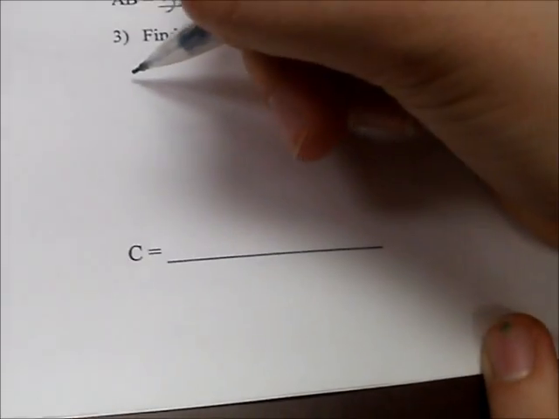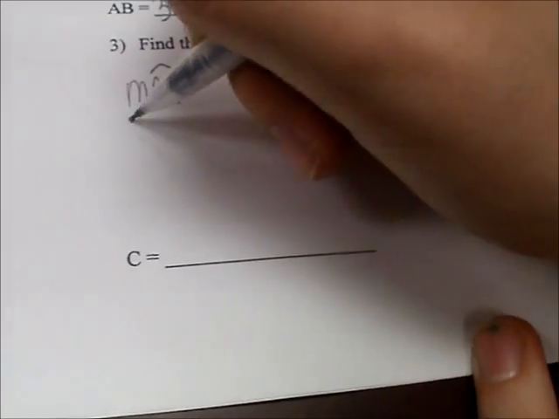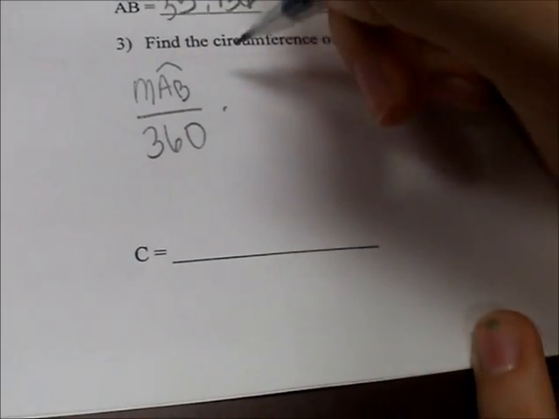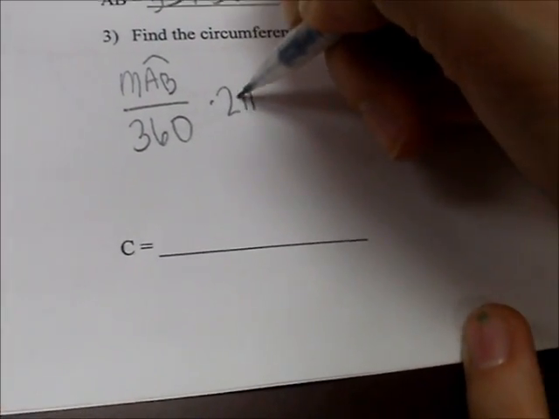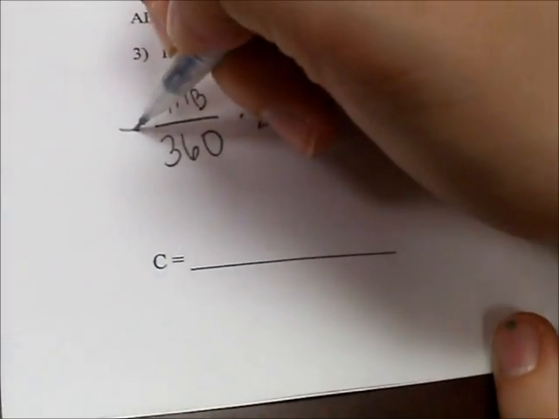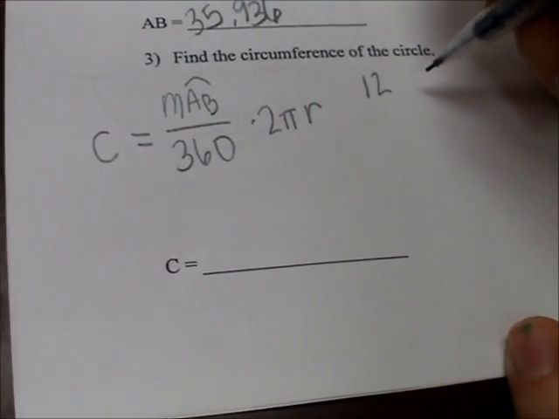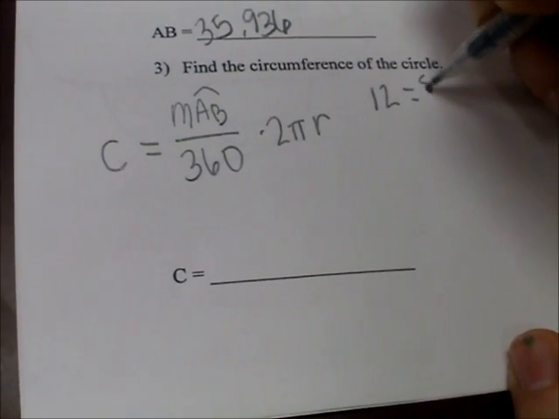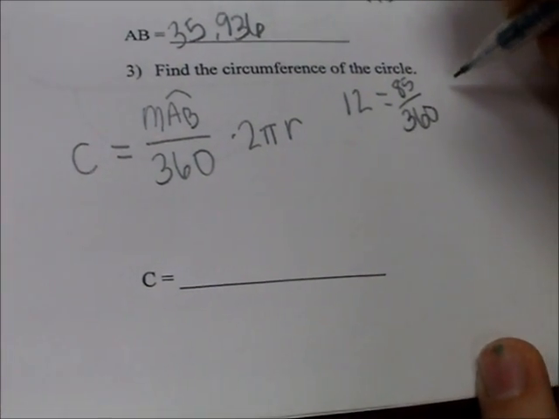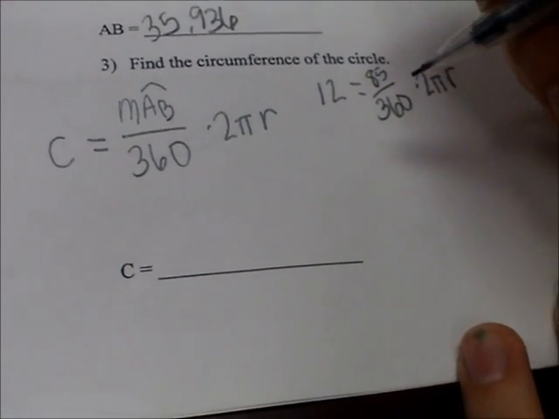Okay, going on to problem 3. For this one, you're trying to find the circumference, but you need to use the arc length formula again. To refresh your memory, the arc length formula is arc AB is equal to the measure of arc AB over 360 times 2 radius pi. It is given that the arc length is 12, so you can put 12 is equal to 85, since the measure of arc AB is 85, over 360 times 2 radius pi.